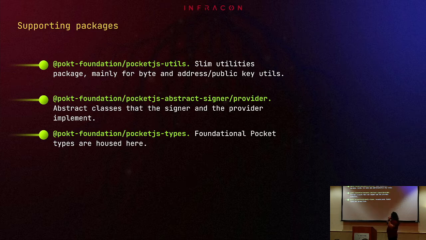And the PocketJS abstract signer and provider, which implements the abstract class you need to make a relayer or make a provider. And what that means is that if you want to just roll your sleeves up and get into it and make your own thing, you can. You don't need to use our implementation. We provide the blueprint so that you can do it yourself if you want. And that means that you can implement custom functionality on top, right? And then we have the types library, which basically just gives you everything you need to interact with the chain.